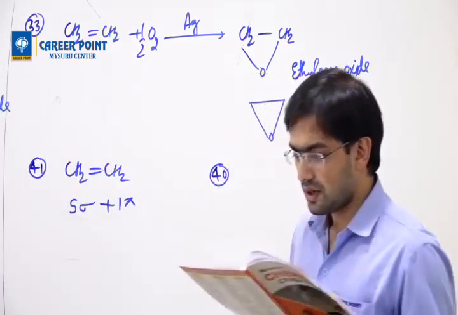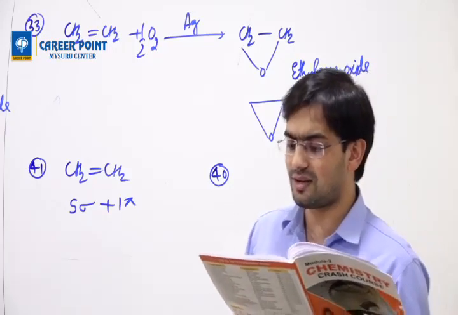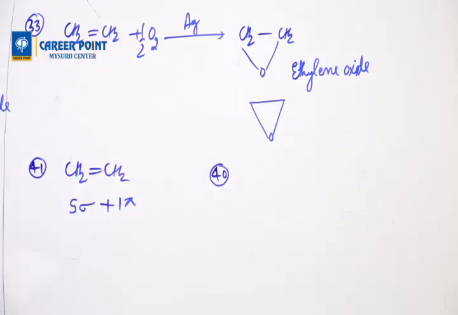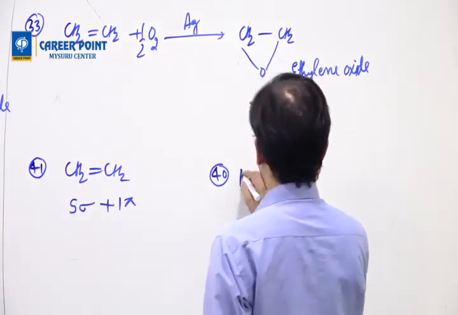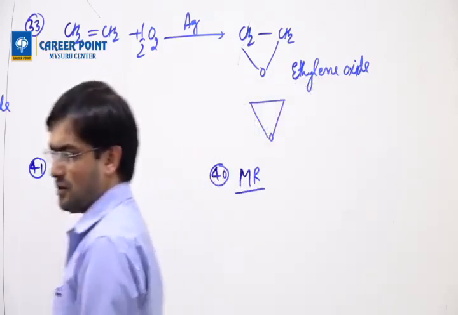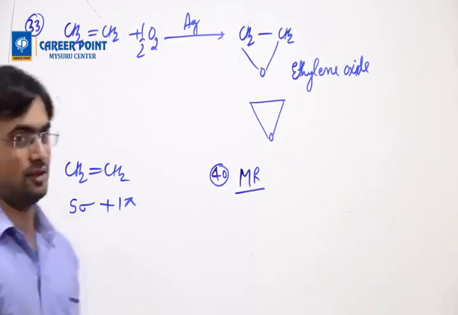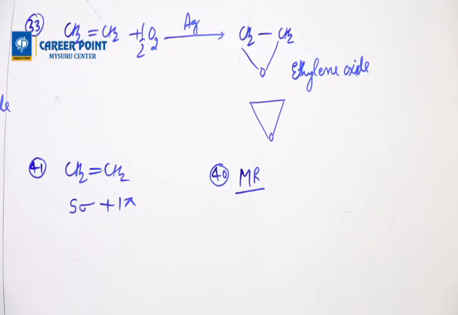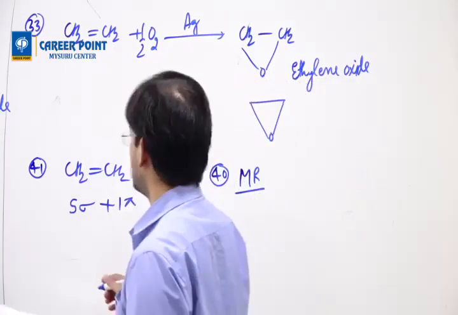Question 40: the negative part of the added molecule goes to that carbon of the unsymmetrical unsaturated hydrocarbon which contains the least number of hydrogen atoms. This statement is Markovnikov's rule. You are not revising theory, you are not memorizing theory. If you memorize theory, this question can be solved easily. Then question number 34 also: 3,3-dimethyl-1-butene addition with dilute sulfuric acid gives.